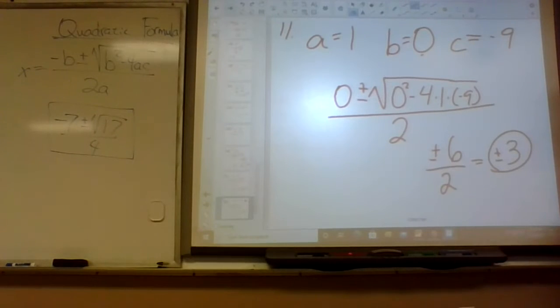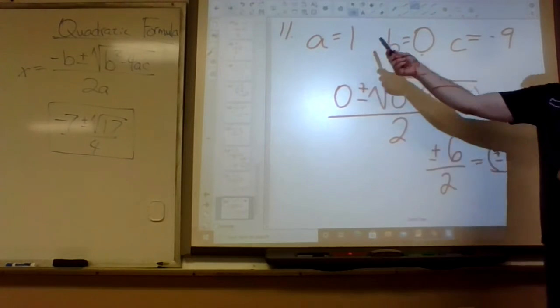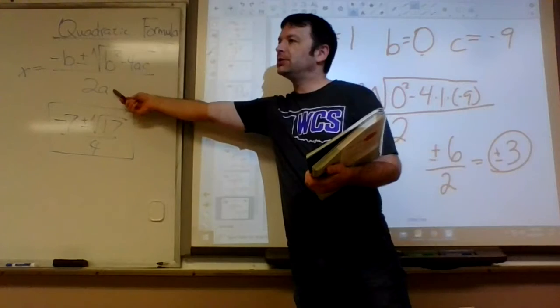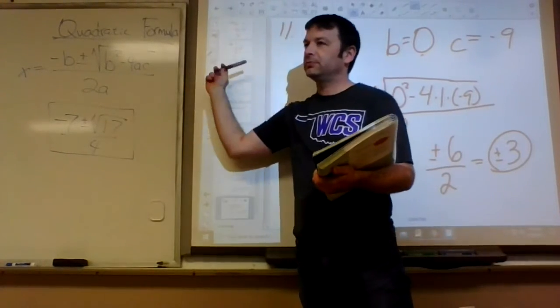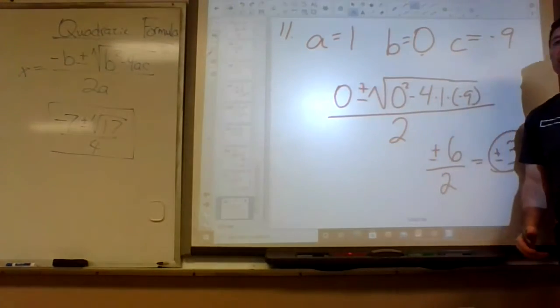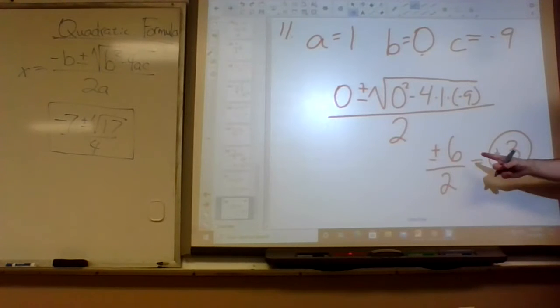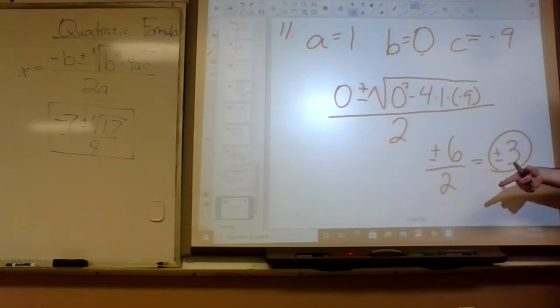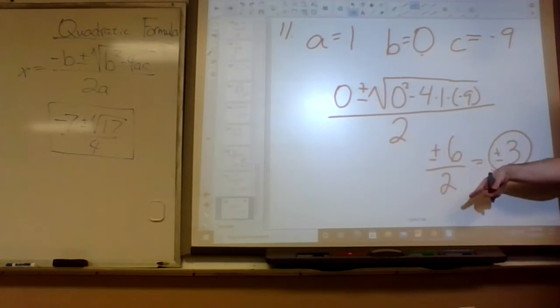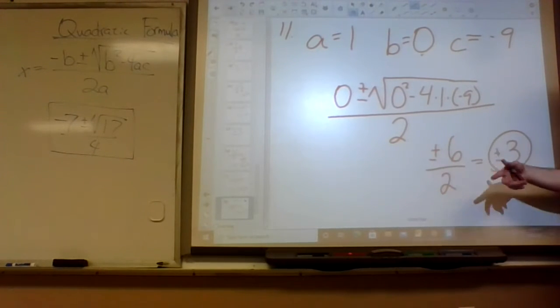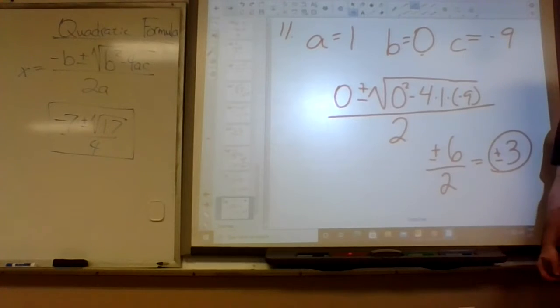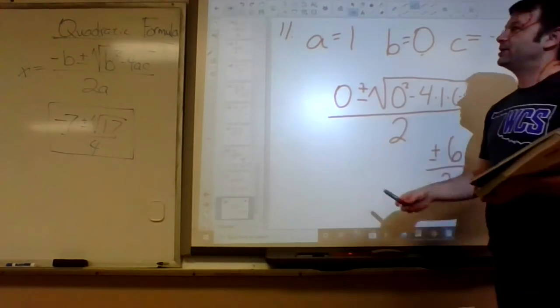All I'm doing, Carter, is plugging numbers in. It doesn't just randomly happen. It's all just plugging stuff in. Your calculator probably can't do plus or minus. You can do it one thing at a time, but you can't do it at the same time. If you plug in your calculator 6 over 2, that's one answer. You plug in negative 6 over 2, that's the other. It can't do it all at once.